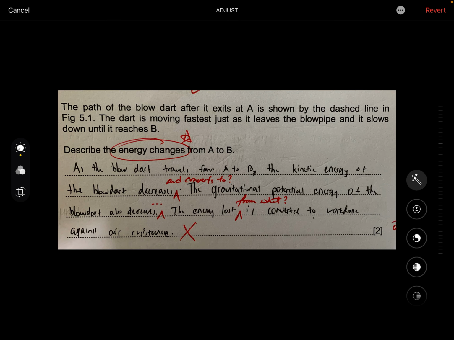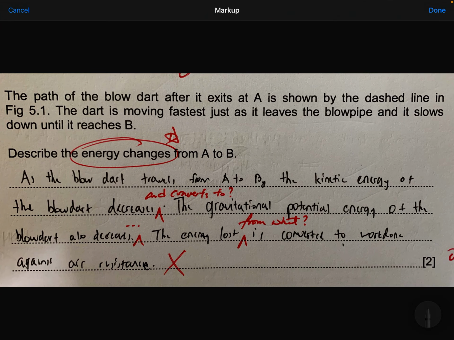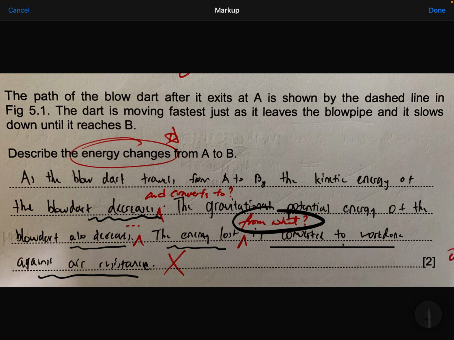Okay, the last example. You see here, this student says something like, as the blow dart travels from A to B, the KE decreases, okay, decreases, then becomes what? You mean destroyed, disappear? Cannot, this is pure science. You must know what is the level of demand that the setter wants. Then you say the potential energy of the product also decreases. True, it is true. Decrease and then turn into what? Then you say energy is lost. Lost, converted to work done against air resistance. Oh, okay. You want to convert to air resistance, can. But this energy loss is from where?